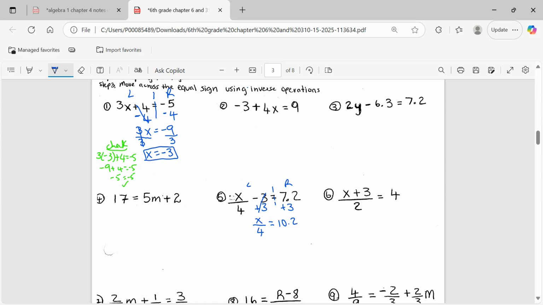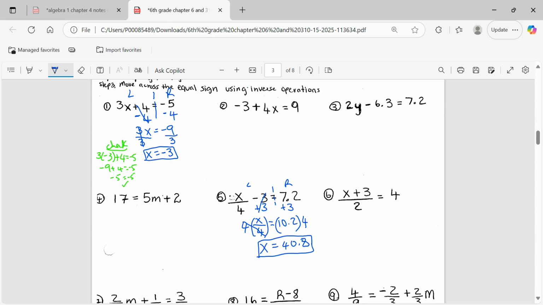Now to get x by itself, I'm going to multiply both sides by 4. Because it's the opposite of division, that's what's going to cancel that out. So now I'm left with 1x. And it's equal to 4 times 10.2, which is 40.8. So x is equal to 40.8. Now I can go ahead and substitute it to check, but I'm going to stay right there and call it a day.